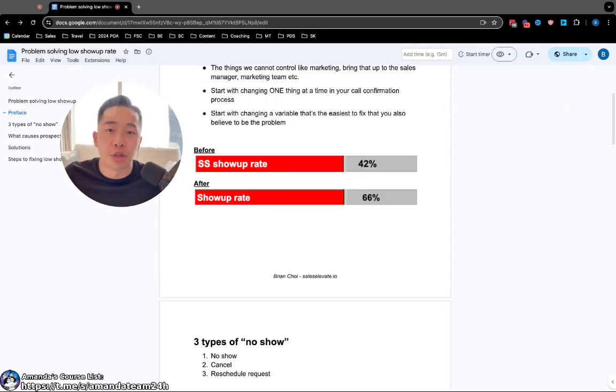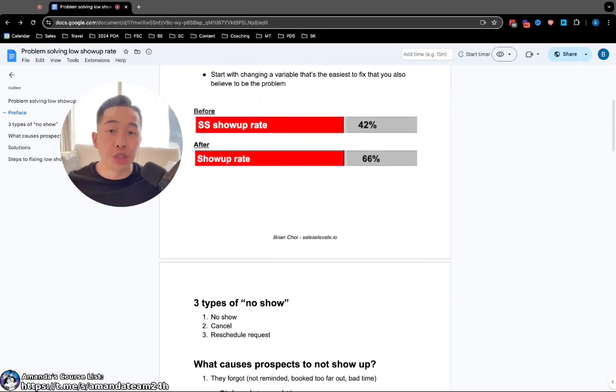Instead of trying to jumble a bunch of things together, not knowing what's going on, and having to start from the start again. Okay. And start with changing a variable that's the easiest to fix that you also believe to be the problem. For example, changing the business's VSL is a lot more difficult and takes more effort than changing what you say in the call confirmation email, for example, right?